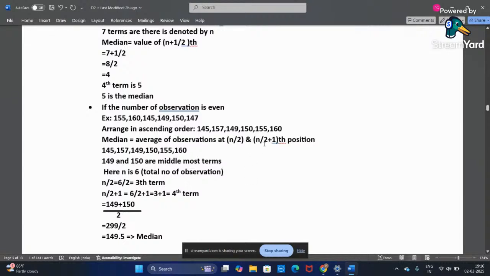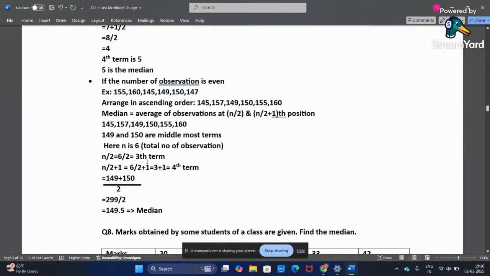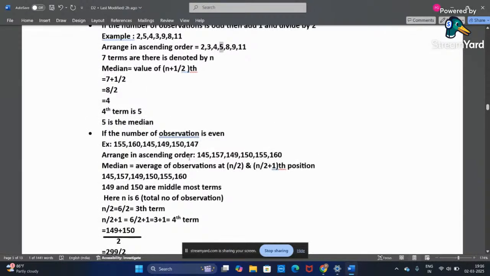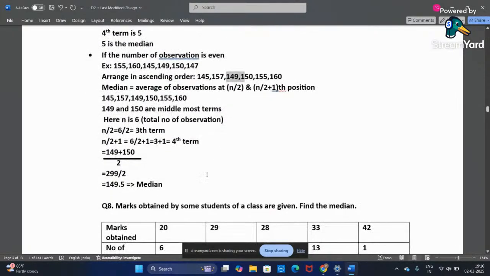And again, you have to apply this formula. We'll get n by 2 plus 1, we get 4. Fourth term. Third term and fourth term. After arranging in ascending order, this is our third term and this is our fourth term. What you have to do? We have to add the third and fourth terms and divide by 2. Then the answer we get is called our median.